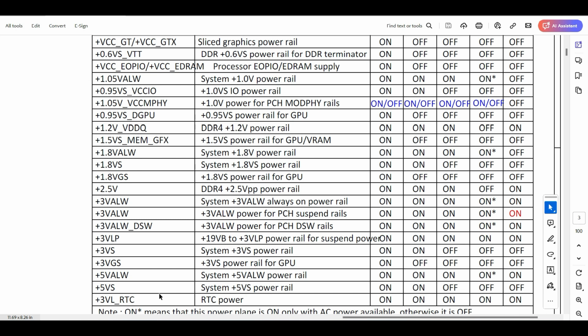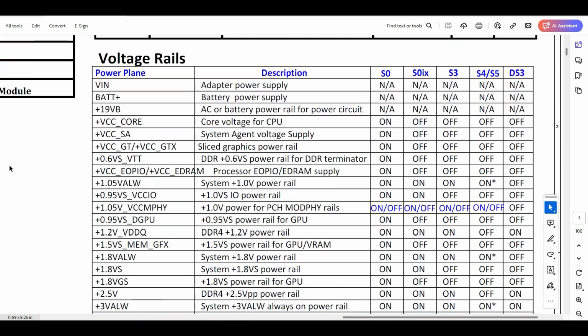First he wants the voltage rail, how to identify this. Okay, see, these are all applicable that I told you. These two are sources plus this. Using this we will get one common voltage, 19 VB.